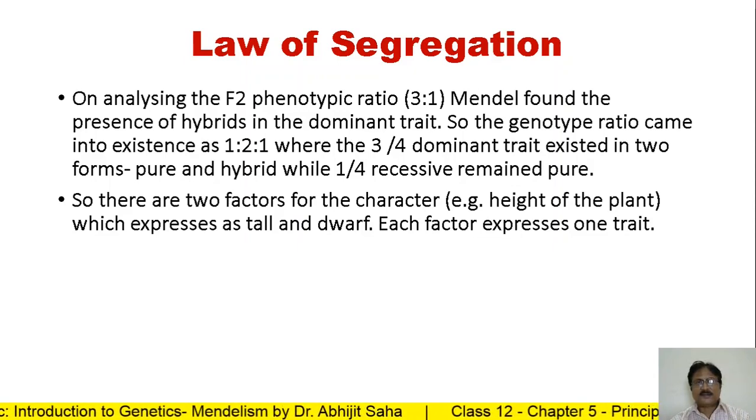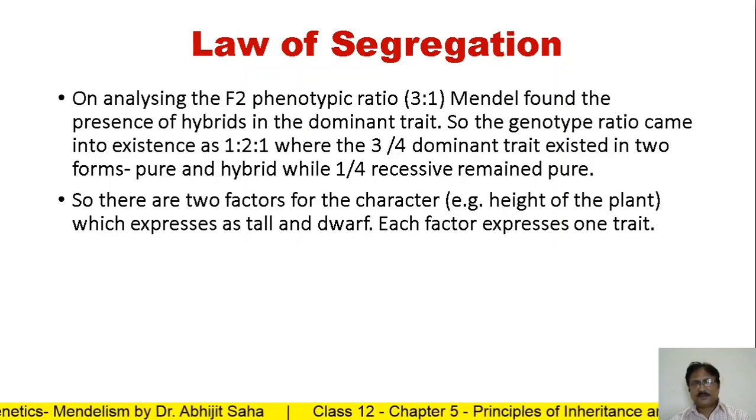Now, on analyzing the F2 phenotypic ratio, Mendel found the presence of hybrids in the dominant trait. So the genotype ratio came to be 1:2:1, where the 3/4 dominant trait existed in two forms. One is pure form, another is hybrid form. What is the law of segregation?